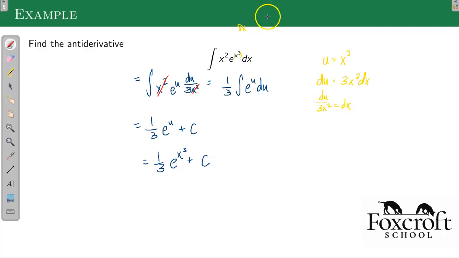All right, so whenever you have more complicated things than just x and a number, you can't do that little shortcut that we talked about in the first example. I go through the whole u substitution process.